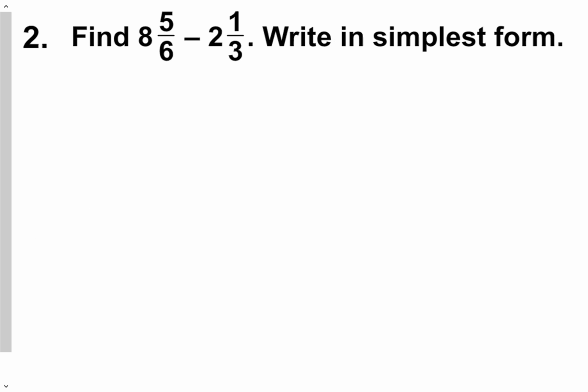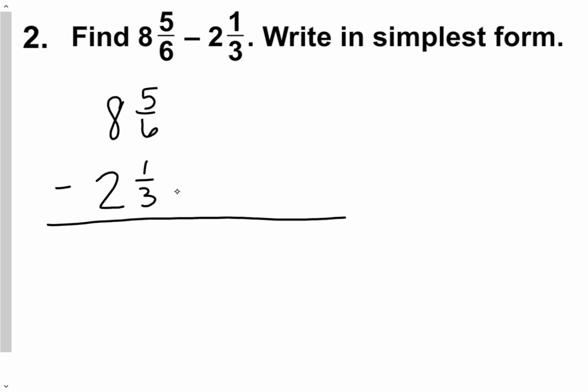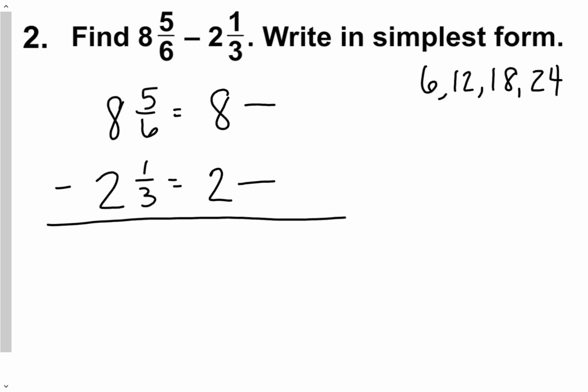Example 2, you can find this on page 300. Find 8 and 5/6 minus 2 and 1/3, write in simplest form. So again, I'm going to write this vertically. Now, since we don't have the same denominator, we're going to have to rewrite them using the common denominator. Again, I start with my biggest denominator, which is 6. I start writing down some multiples of it, and I see if the other denominators are divisible by these numbers. And actually 6 is divisible by both 6 and 3, so I can rename them using 6.